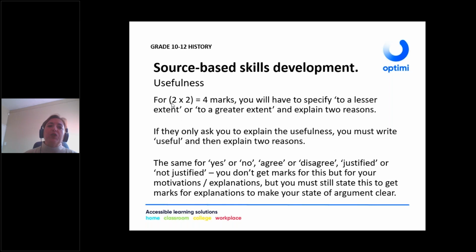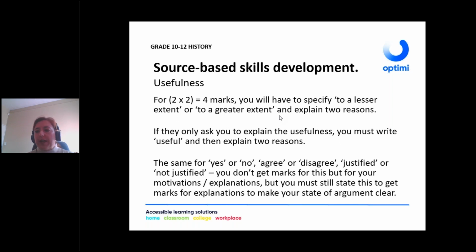Now, usefulness still continuing. For 2 times 2 equals 4 marks, you will have to specify to a lesser extent or to a greater extent and explain your two reasons. Okay. Now, grade 11s, this is very, very important, so you should take note of this. When we ask you to what extent is the source useful, is it reliable, was this person's actions justified or not, if we ask you yes or no, you have to write those words. Although you don't receive marks for those words, you only receive marks for the explanations or the motivations. But remember, the marker does not want to guess from your explanations what your argument is. That is why you need to specify to a lesser extent, to a greater extent, yes, no, agree, disagree, justified or not justified, so that the marker can easily mark your motivations.